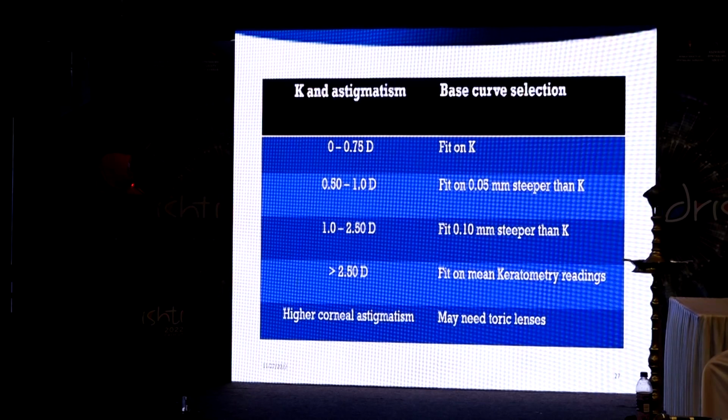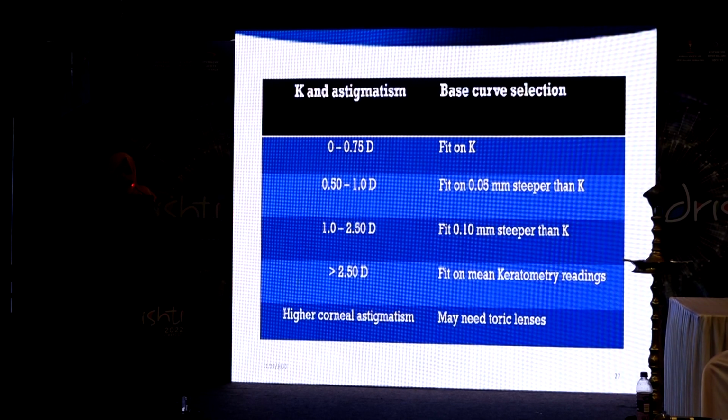So these are some of the astigmatism values that give us an idea of how to start base curve selection. If it is 0 to 0.75, we will fit on K. If it is 0.5 to 1 diopter, we will fit 0.05 mm steeper than K. For 1 to 2.5 diopters, we will fit 0.10 steeper than K. And if it is greater than 2.5, we will fit on the mean K reading. If there is high corneal astigmatism, we will move to toric lenses. So these are the criteria we should keep in mind before fitting RGP lenses.